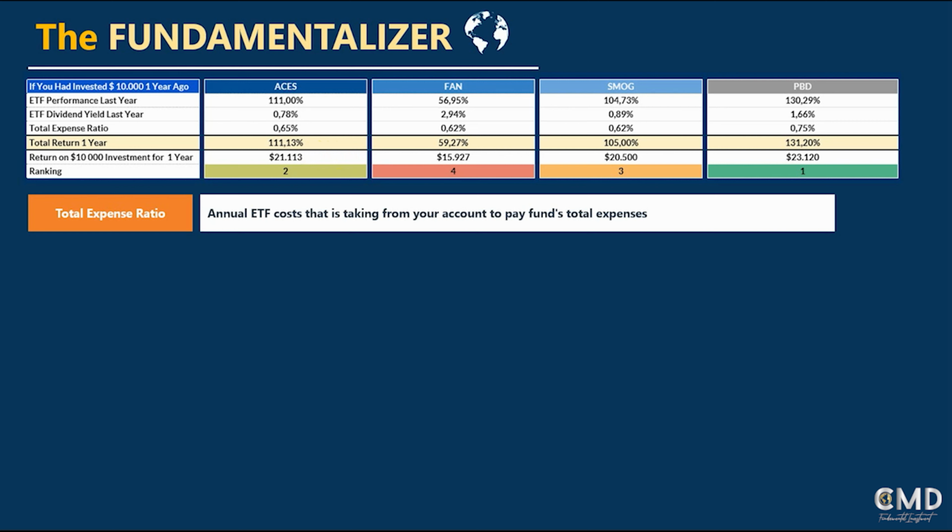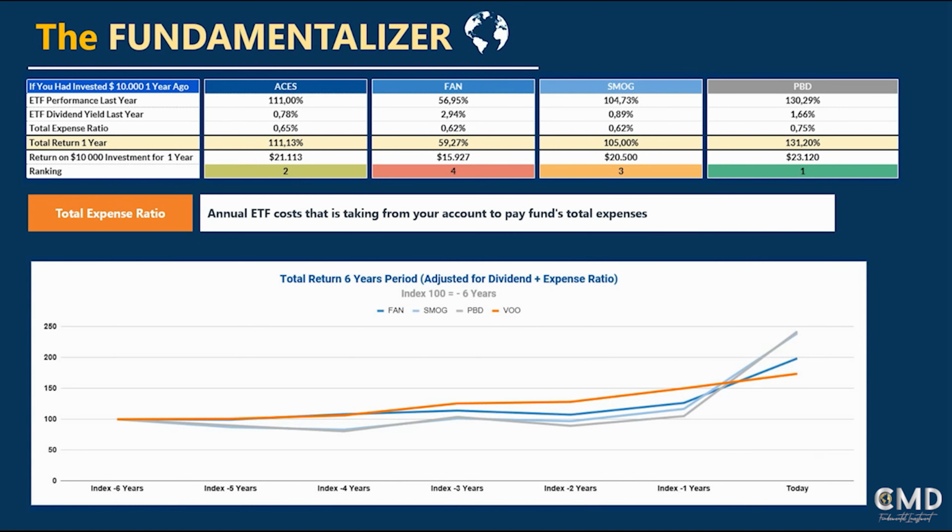You can see most of them will have returned around 100+%, with the exception of FAN, who has only given 60%, but it's looking quite well across the board. If we then look a little bit more at the medium term, for the last 6 years, we have obviously not included ACES in this one. We're looking at FAN, SMOG, PBD, and comparing that to an ETF that tracks the S&P 500 index.